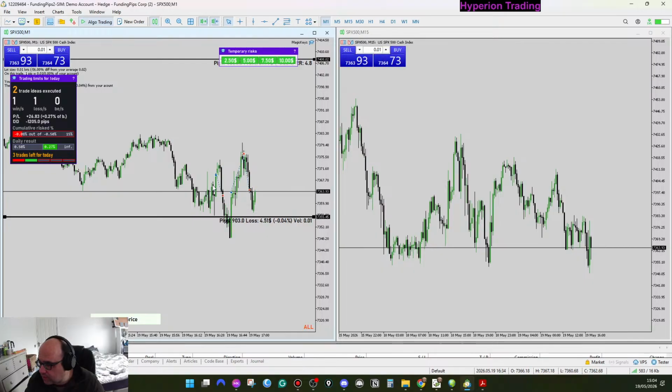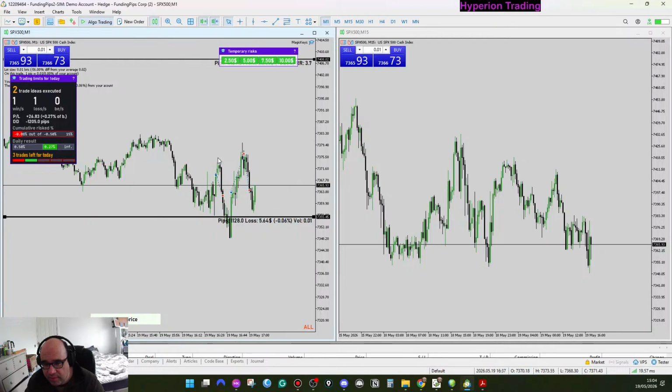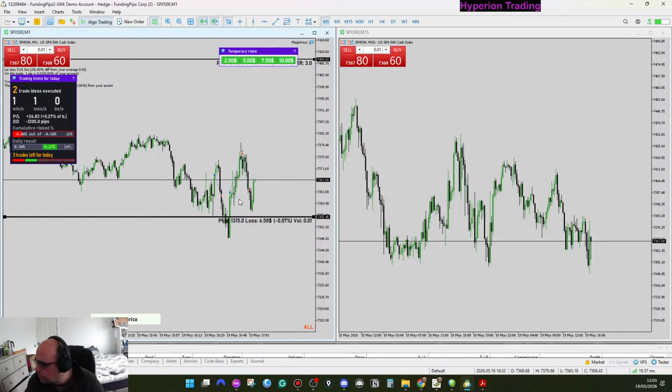One was this long after the reclaim of the DVA high and the monthly VWAP. It didn't go that far. I took a small loss, about 0.7% probably. And then I took this failed breakdown up to the VWAP. Now we see another attempt from the buyers.